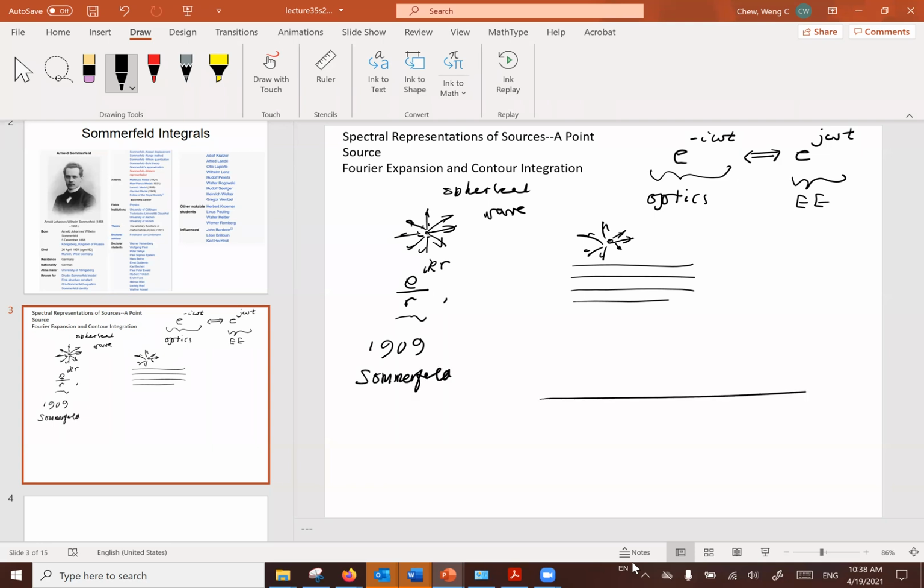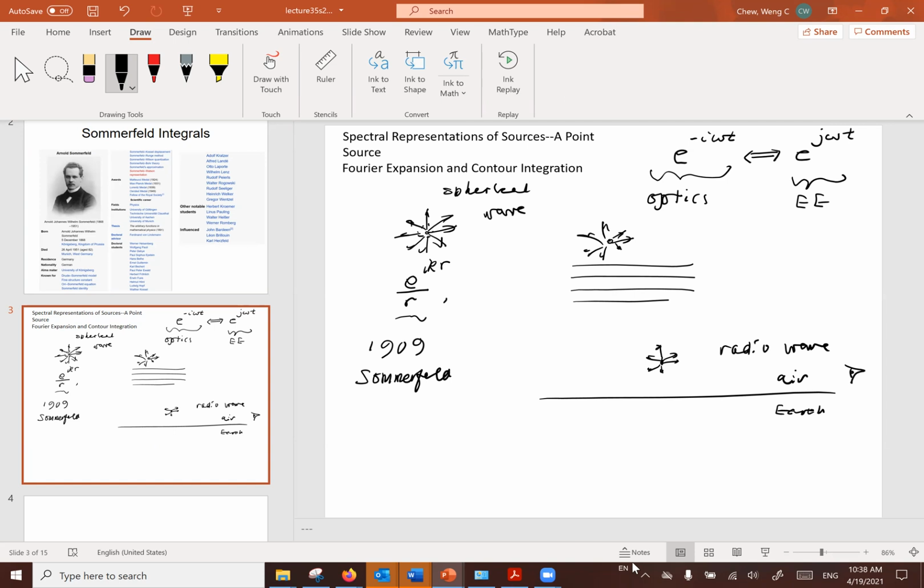And the reason why he was interested in this problem was the problem of a radio wave. So if you have an antenna, and then you have a radio wave between the interface of the air and the earth, and if your observation point is over here, say, what do you see? What is the physics of the wave that you see?